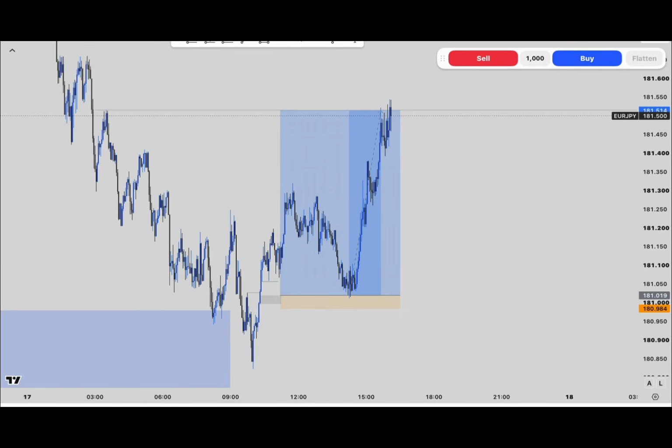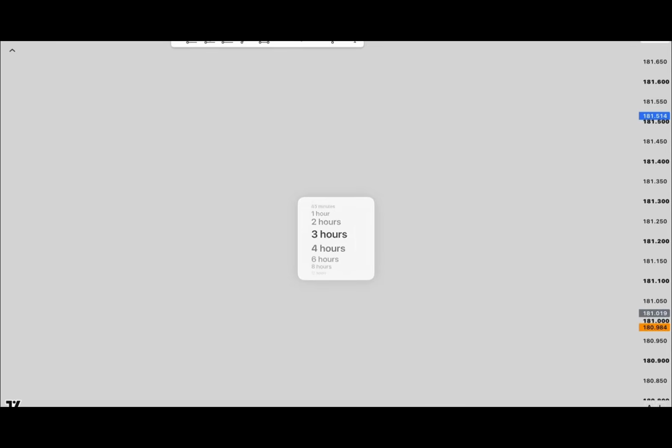So this is how you get your entry after spotting out your CRT. It is not difficult, guys. Trust me. Once you get your CRT bias on your higher time frame, what do you do? You simply scale down to your lower time frame, look for your market structure shift, look for your inducement liquidity, and look for your valid point of interest. You take your trade and where should be your target? The CRT high. Now let me show you guys more examples.